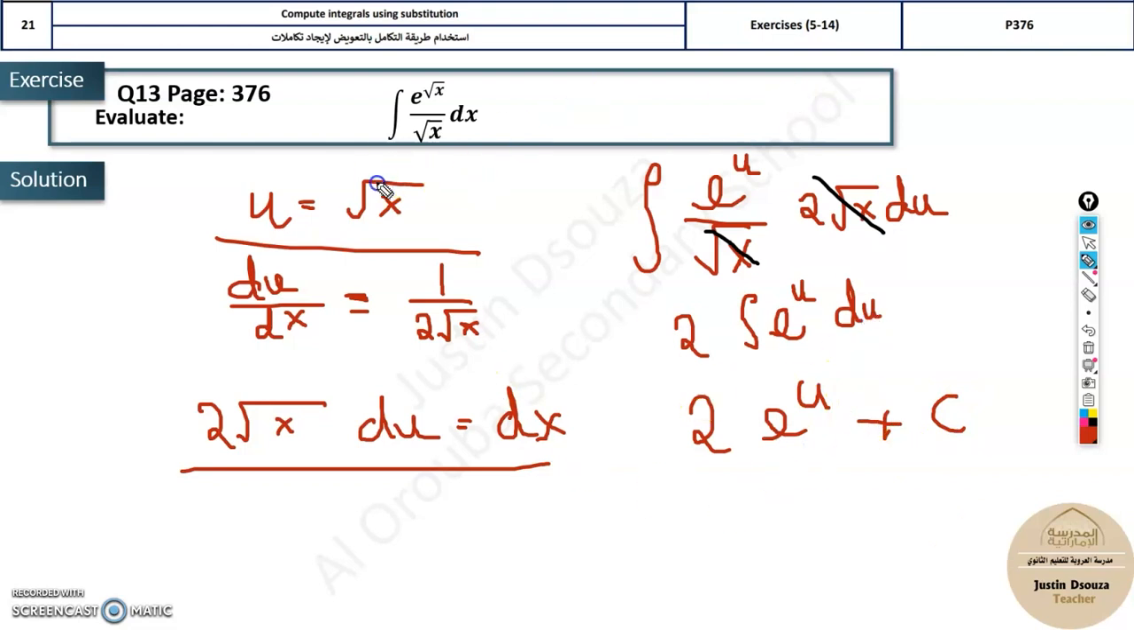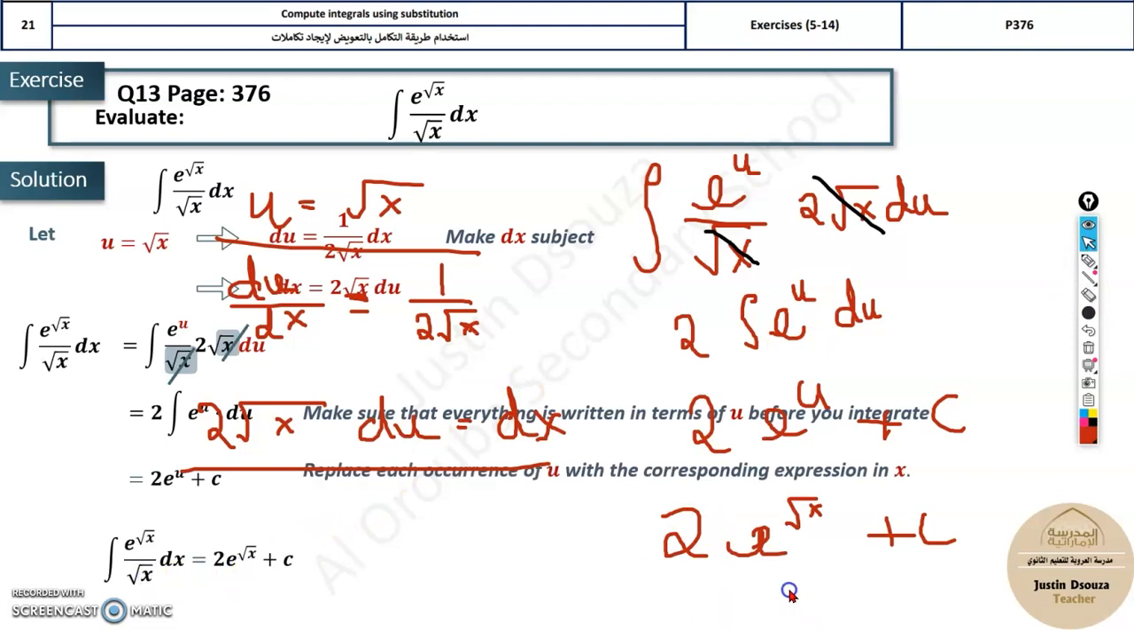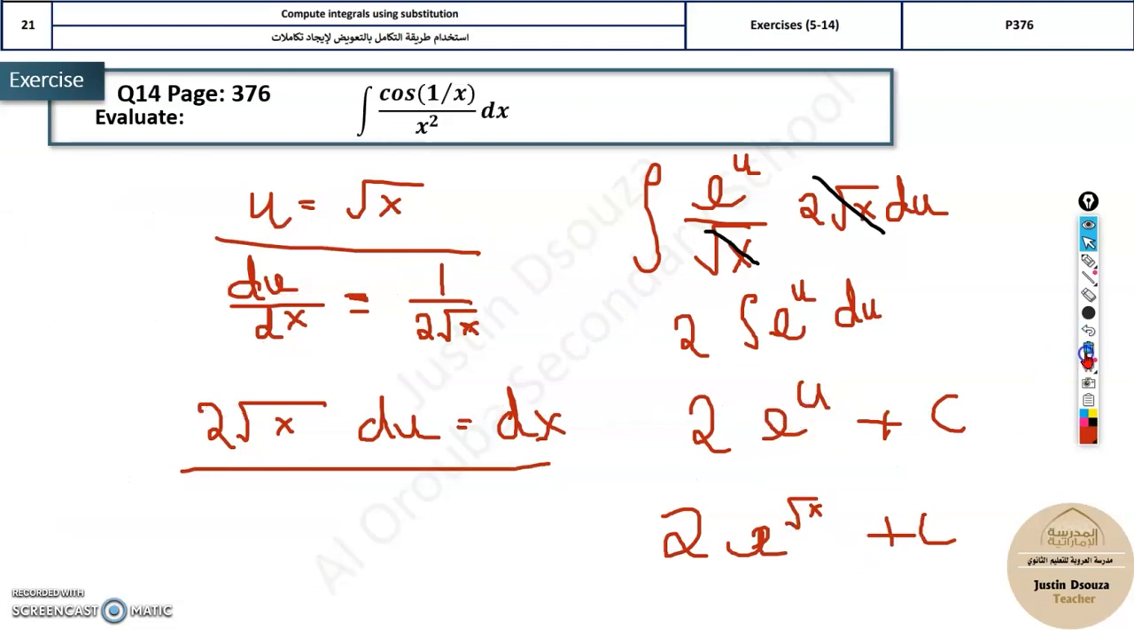This is not over. Don't forget we had taken root x as u. For simplification, it will be simpler to solve. Now put it back: e to the root x plus c. So this is the real, actual final answer. So you can see the final answer would be 2e^root x plus c. This e is correct, e^u, but remember we had substituted root x as u, so substitute back. That is the final answer.